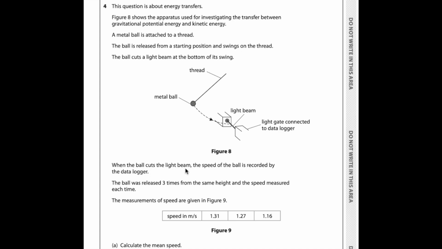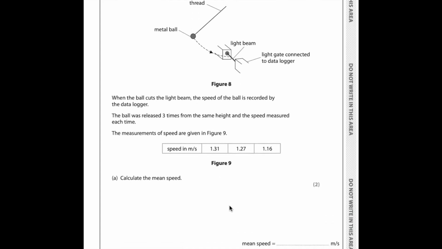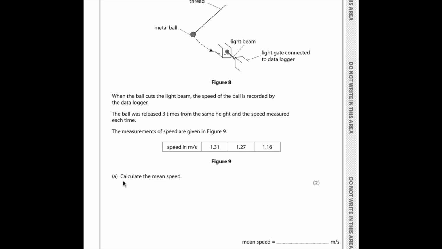When the ball cuts the light beam, the speed of the ball is recorded by the data logger. The ball was released 3 times from the same height and the speed measured each time. The measurements of speed are given in figure 9. Part A. Calculate the mean speed.